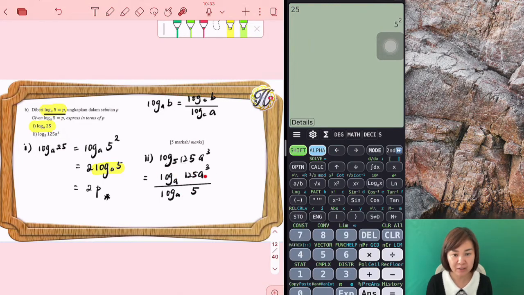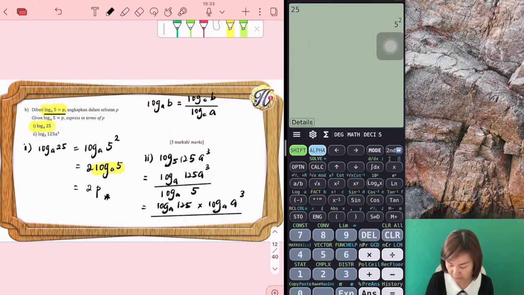So this one actually is a multiplication, multiply 125 times A to the power 3. I can split it into 2. Okay, split into 2 because using the law of logarithm, hukum darab. Okay, the multiplications. Which is I can change it into log A 125 base A, multiply log base A to the power 3, so over log base A 5. Okay, or log 5 of base A.